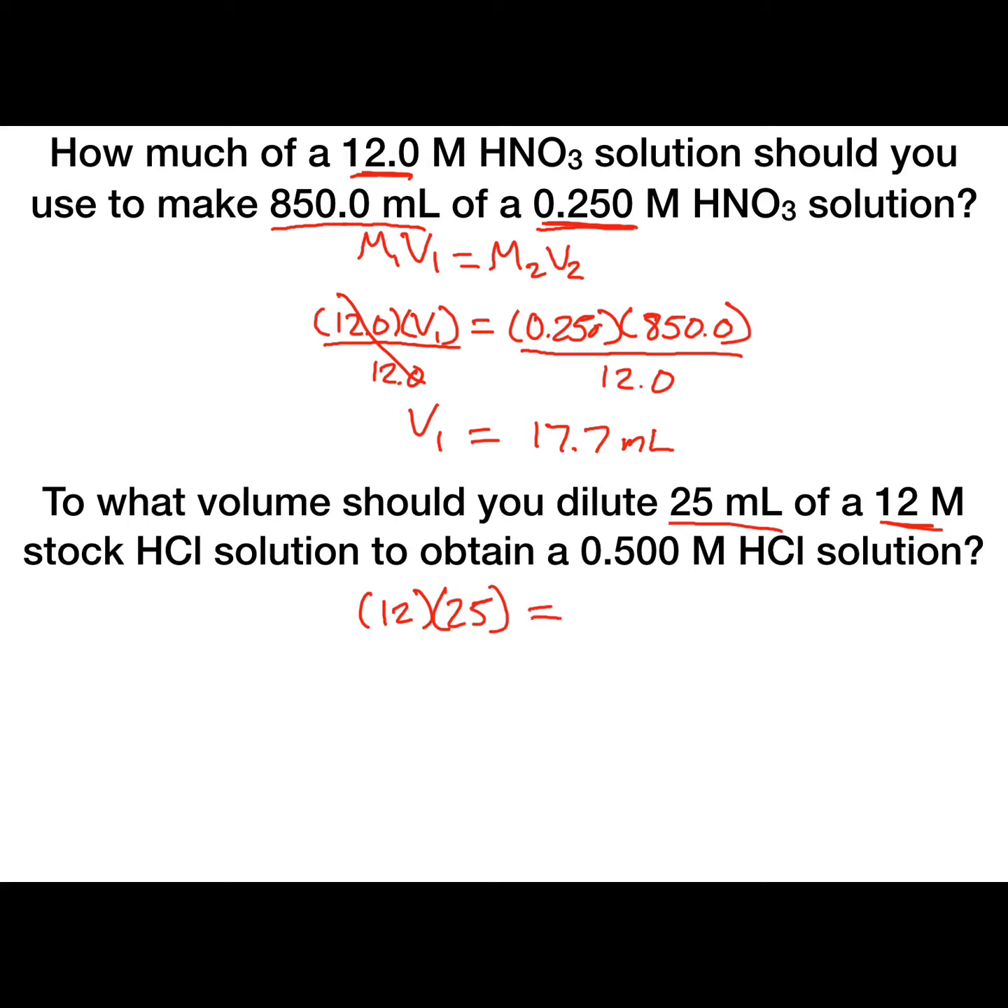equals M2, which is our 0.500 molarity, times our V2, which is what we're trying to solve for. Now, in order to get V2 on the side by itself, we're going to divide both sides by our 0.500. So V2 is equal to 12 times 25, hit enter on your calculator, divided by 0.500.